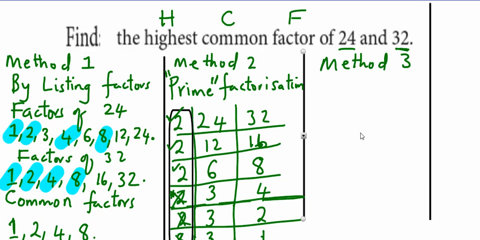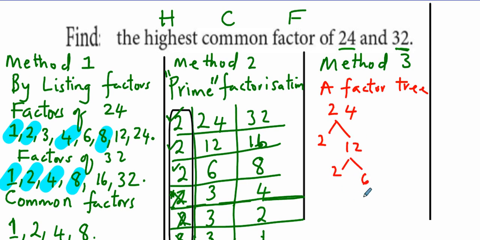Okay, let us go for method 3. Now method 3 is, guess what? We did listing, we did prime factorization. Method 3 will be a factor tree. See that? Factor tree. Now, how do you use a factor tree? We take a number 24, break it down by 2. This is 12. By 2, that is 6. 2 times 2, that is 2 times 3. See that? How about 32? You do the same thing. 32 divided by 2 is 16. 16 divided by 2 is still possible. It is 8. 8 divided by 2 is 4.